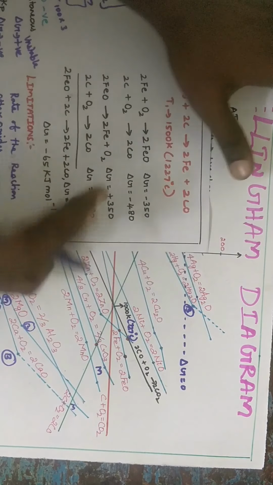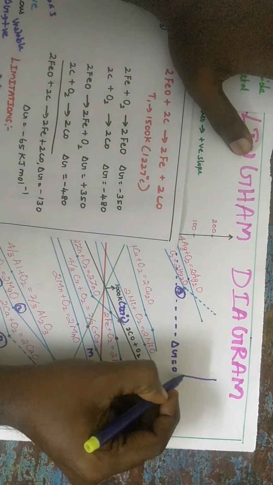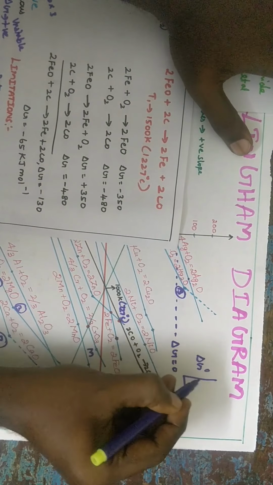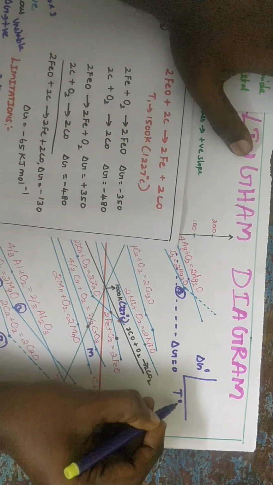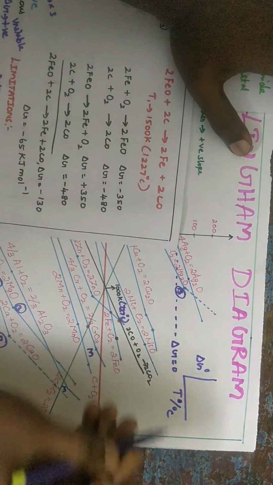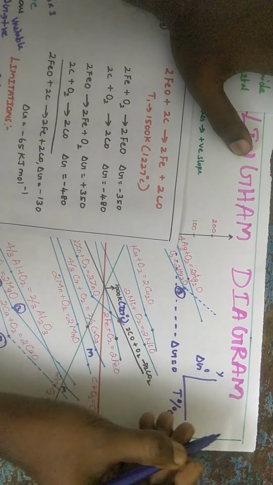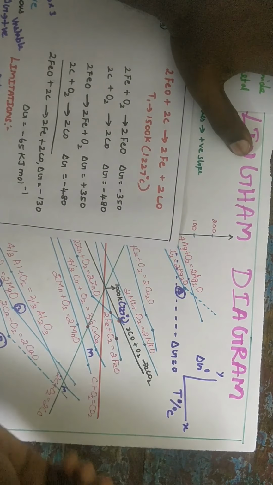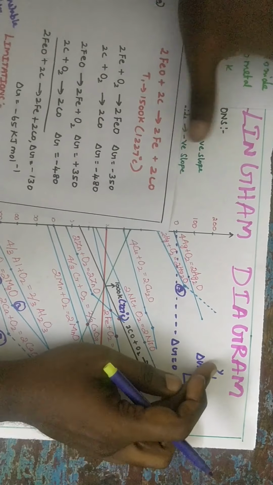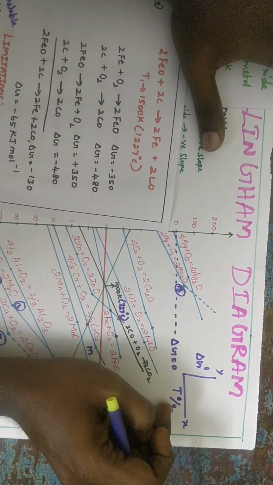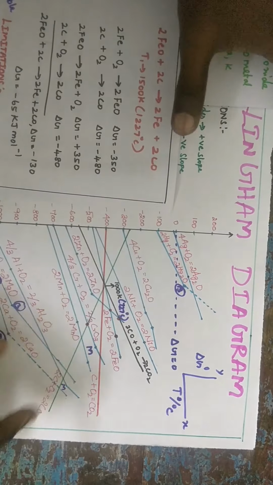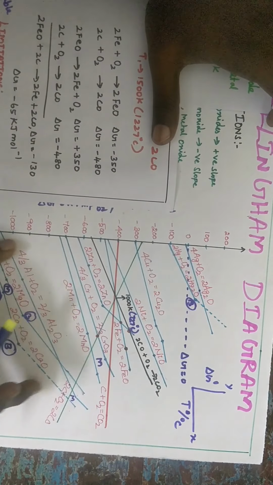So what is the Ellingham diagram? It is made by plotting the graph of delta G naught versus temperature in degrees Celsius. Delta G naught is taken on the y-axis, temperature in Celsius is taken on the x-axis. By plotting delta G naught versus T, we get a graphical representation of the various metal oxides formed.